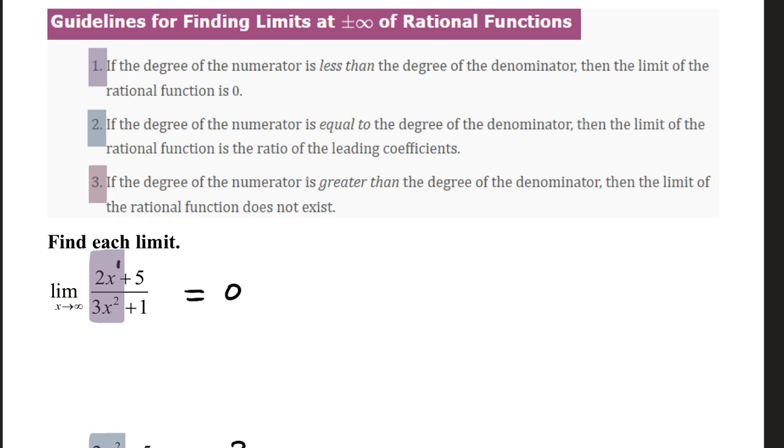This first limit illustrates number one. We have 2x to the first plus 5 over 3x squared plus 1. The degree of the numerator is 1, which is less than the degree of the denominator, 2. When x gets really large, squaring a large number is really large compared to just the large number itself. Anytime your denominator goes faster than the numerator, your limit will approach 0.